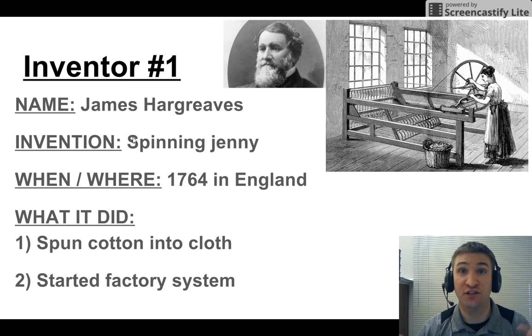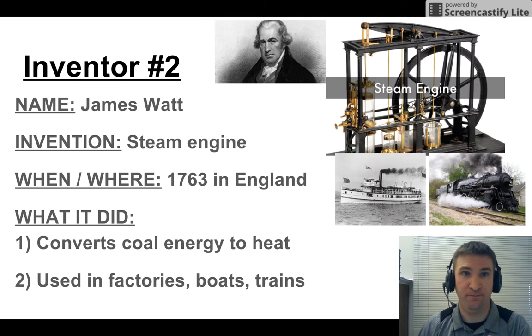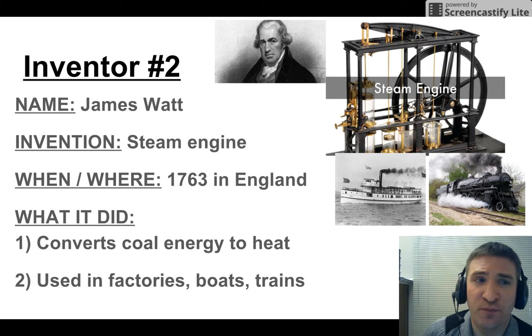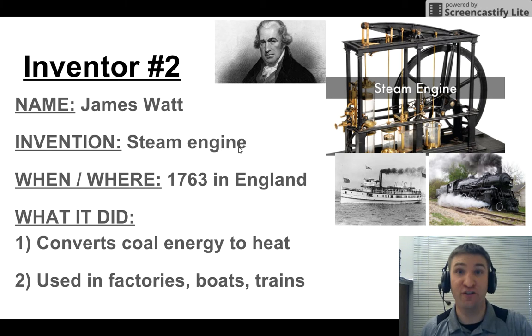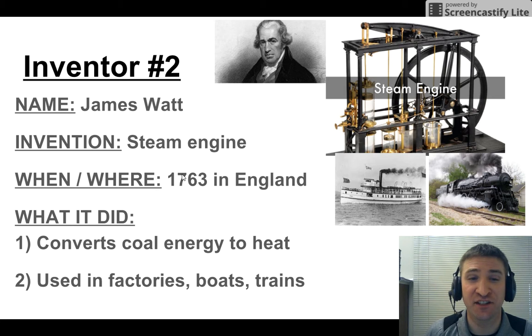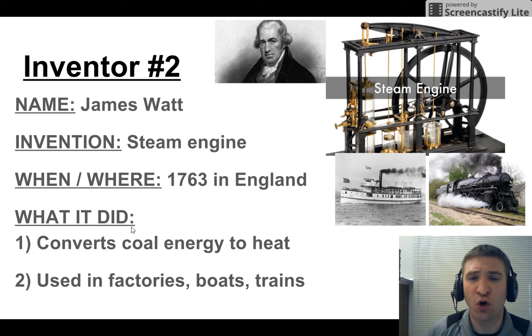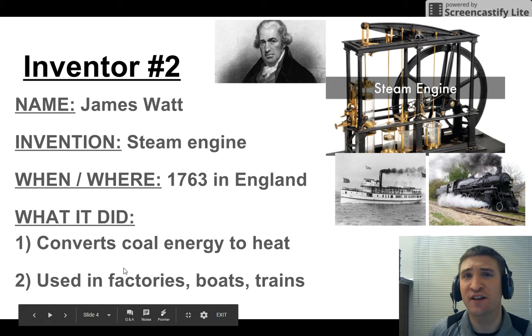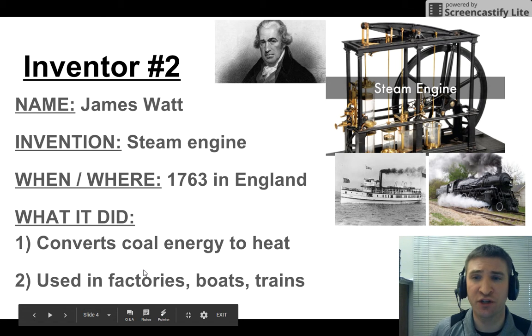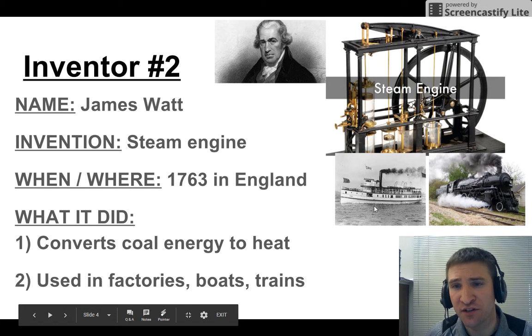Inventor number two, here's James Watt. James Watt invented the steam engine, or a version of the steam engine that was successful. When? 1763. Where? England. What did the steam engine do? Number one, it converts coal energy to heat. And number two, it was used in factories of the Industrial Revolution and also in boats, the steamboat, in trains, the steam locomotive. So it was important for transportation and for work.